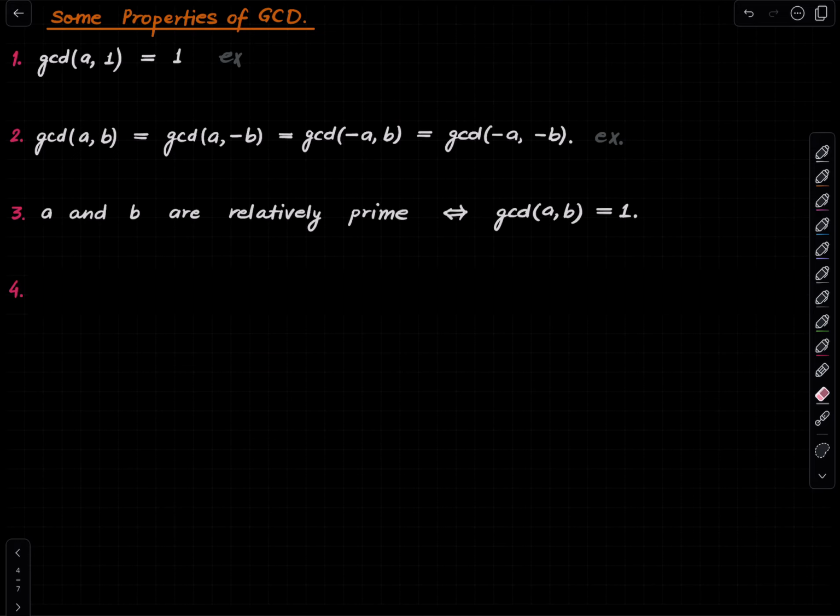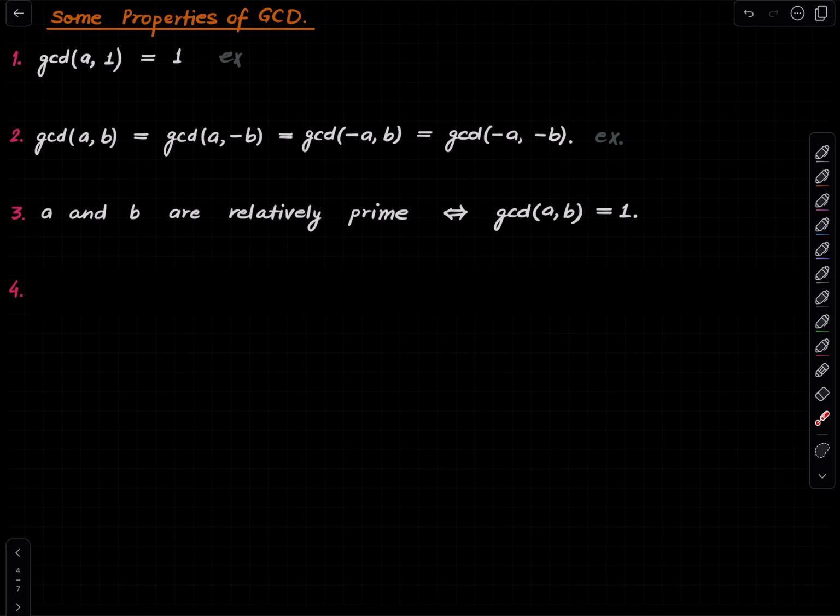Let's look at another one. So a and b are relatively prime. Recall what was meant by this notion, relative primality. 2 integers, not both 0, were said to be relatively prime if the only positive common divisor of them was 1. That was the definition of relative primality.